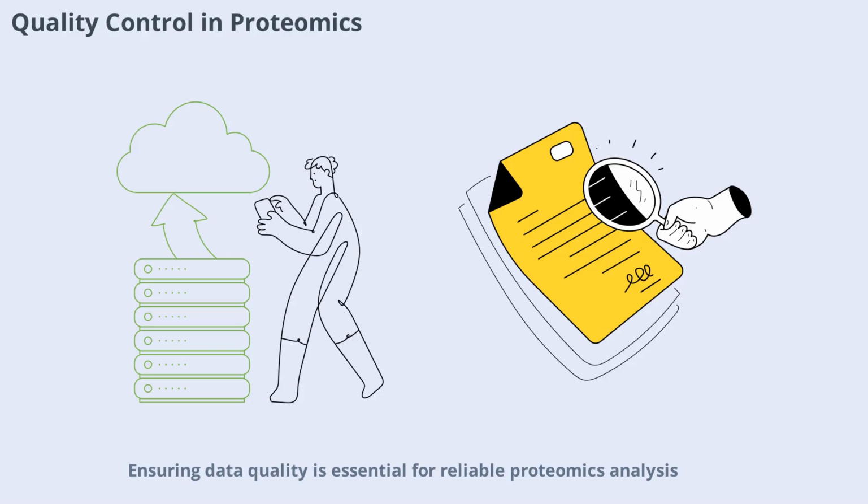Ensuring data quality is essential for reliable proteomics analysis. Quality control (QC) measures include monitoring instrument performance, checking sample integrity, and validating results with standards. Regular QC helps detect issues early, preventing costly errors and ensuring reproducibility. By implementing robust QC protocols, researchers can trust their data and draw confident conclusions from their experiments.